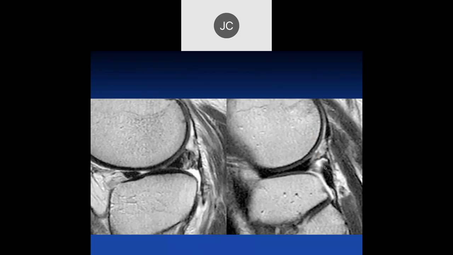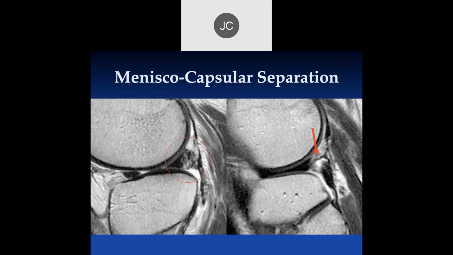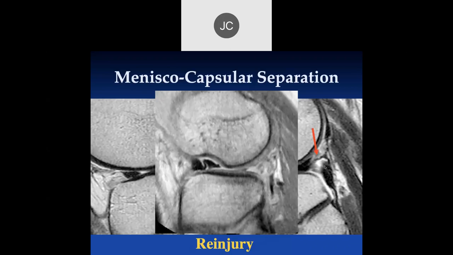So, as you might expect, if you have a tear like this, it might weaken the peripheral attachments. This patient came back, I think it was just a few months after this study, with a re-injury. And here's what the re-injury looked like. So, what do you think's going on, Robert?